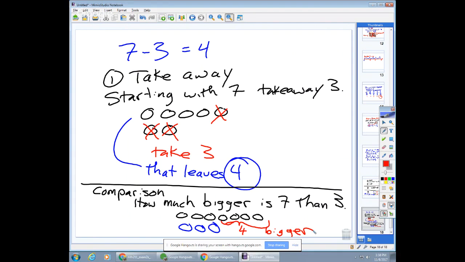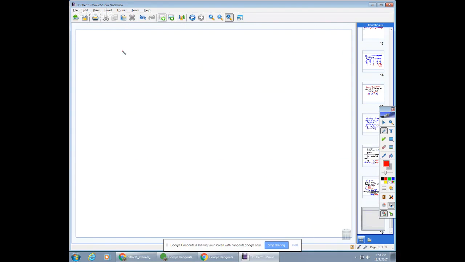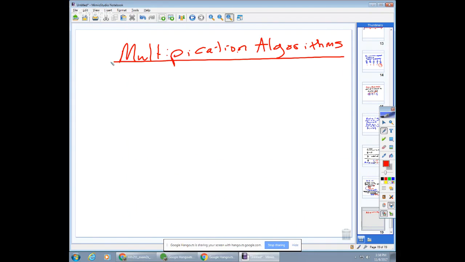All right, let's take a look at multiplication algorithms. And let's suppose we're going to multiply 276 by 23, for example. So there's lots of different algorithms. Does anybody have one that they like besides the alternative? Oh, that is an awesome one. You want to come up and draw that?